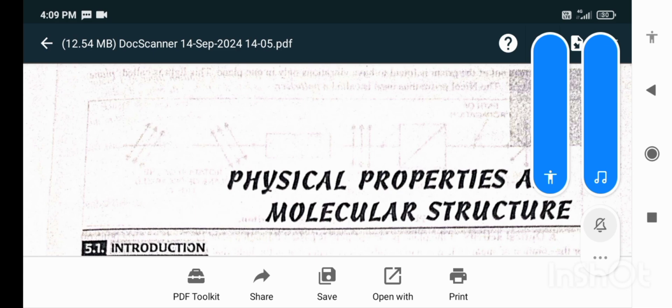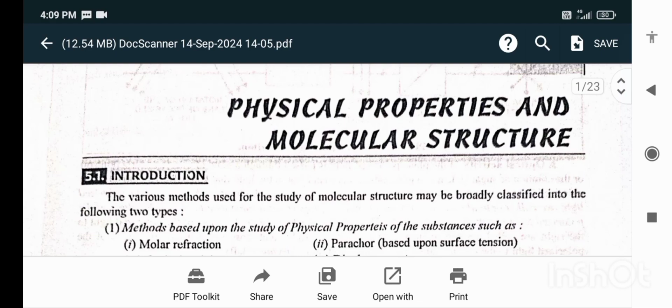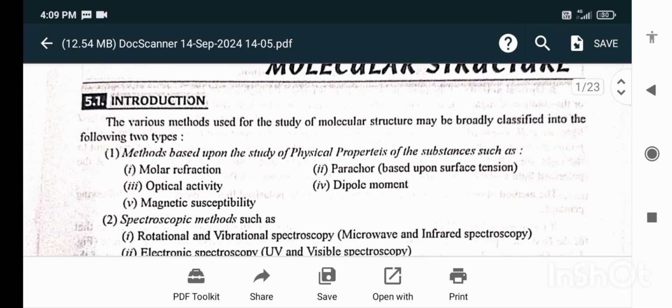Let's start the chapter Physical Properties and Molecular Structure. Introduction. The various methods used for the study of molecular structure may be broadly classified into the following two types. Methods based upon the study of physical properties of the substances such as molar refraction, optical activity, magnetic susceptibility, parachor based upon surface tension, dipole moment.